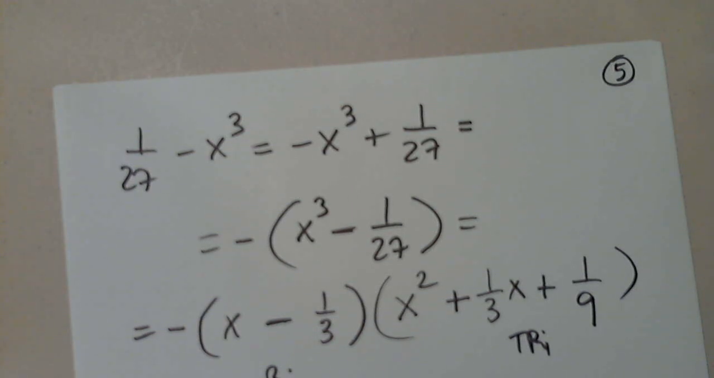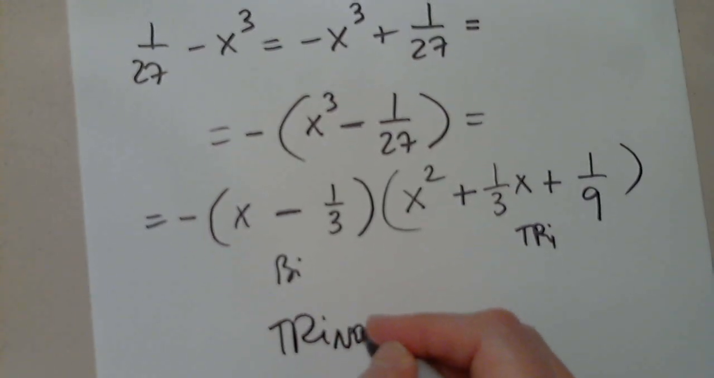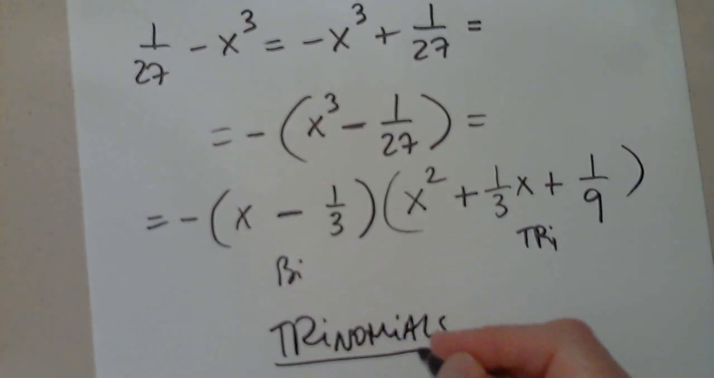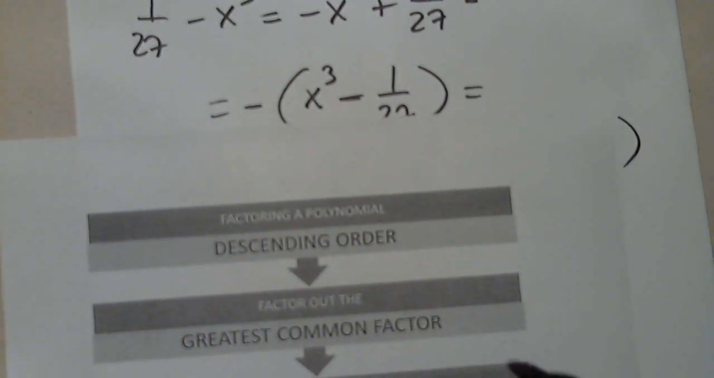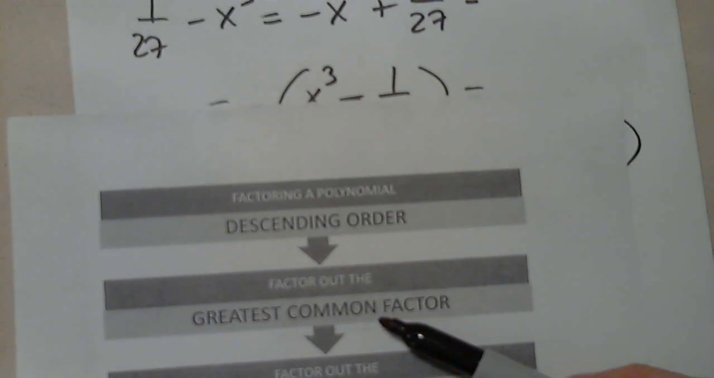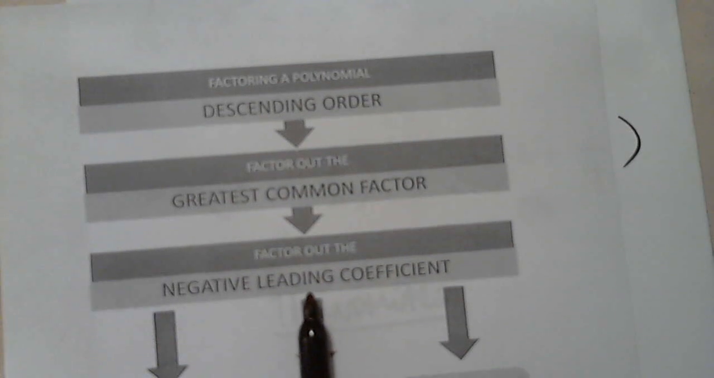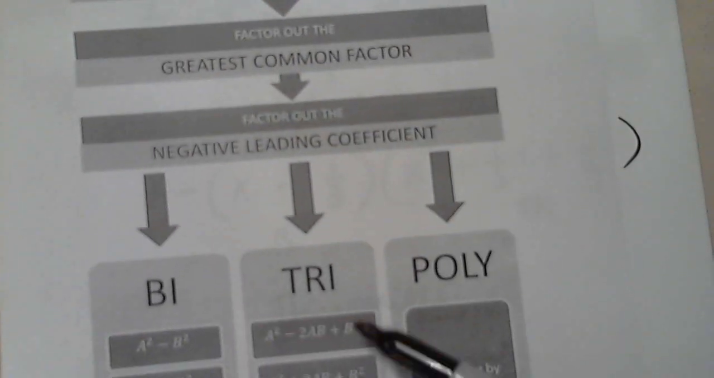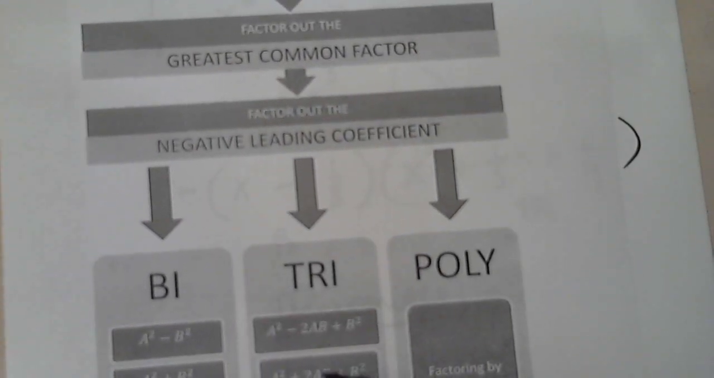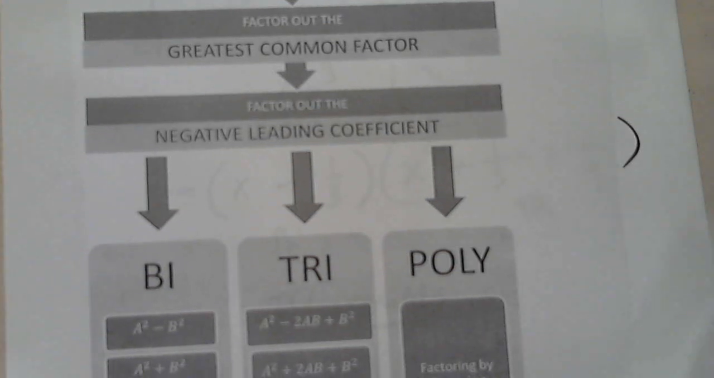Okay, moving on to trinomials. With trinomials, I have to start the same way. Descending order, greatest common factor, negative leading coefficient. Then I will continue with the possibilities for a trinomial, because it's not a binomial. What are the options here? The two we already talked about when we square that binomial.